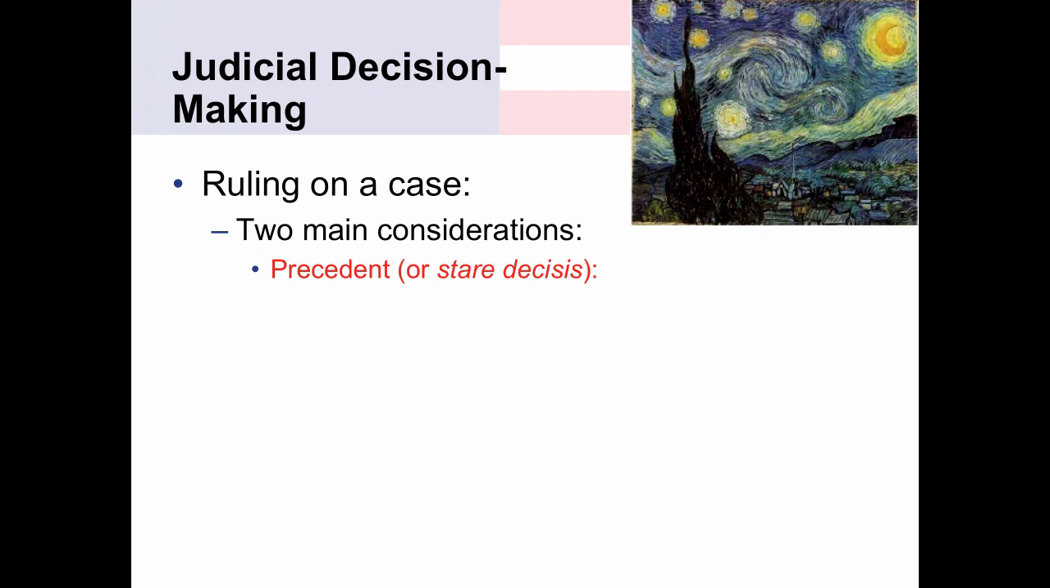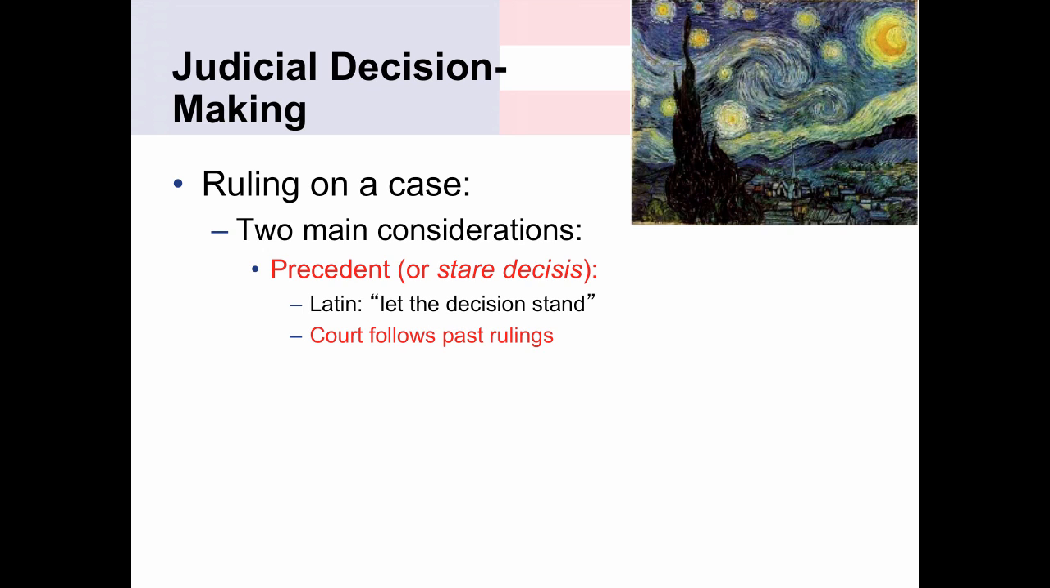The first consideration is what we call precedent or stare decisis. Not starry night, but it's more Latin because law schools love them some Latin. And it simply means let the decision stand. That's the meaning of stare decisis. The English version of this is simply the court follows past rulings.